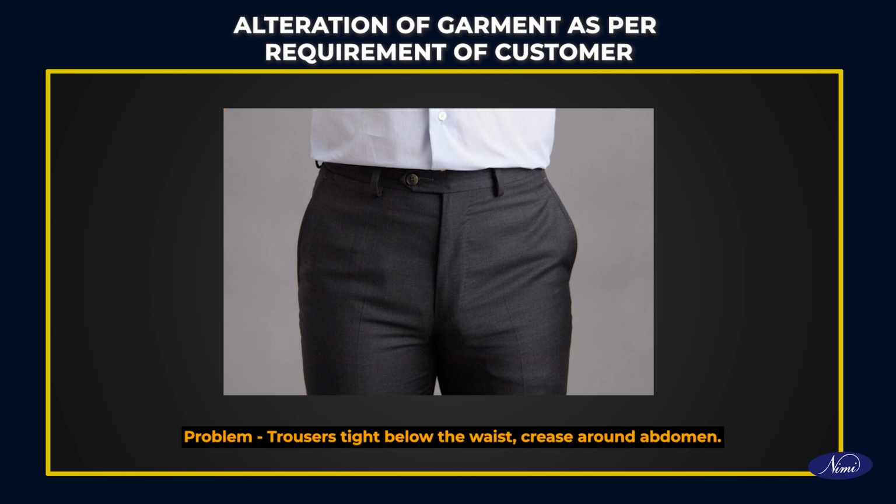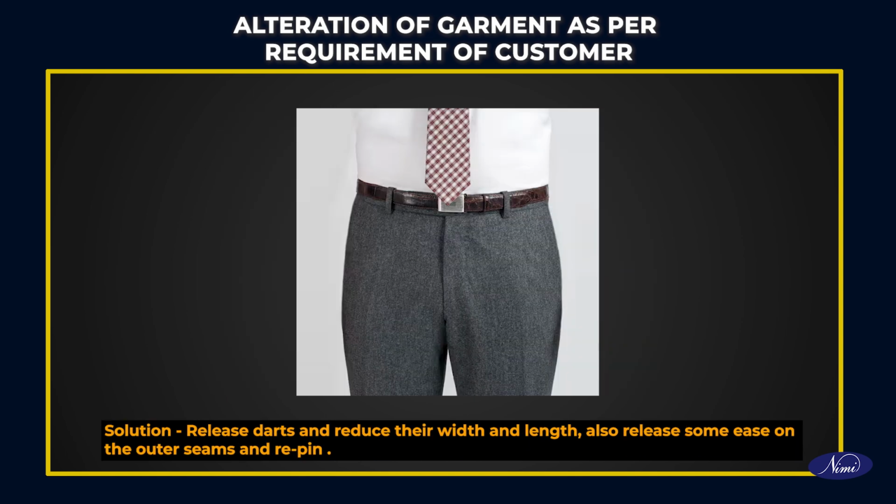Problem: trousers tight below the waist. Crease around the abdomen. Solution: release the darts and reduce their width and length. Also release some ease on the outer seams and repin.